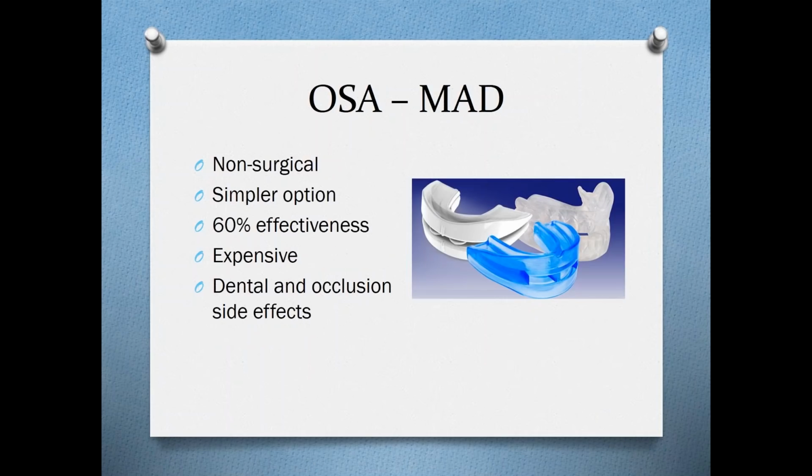You can try a mandibular advancement splint, which essentially pulls the lower jaw and the tongue forwards. It has 60% effectiveness in trials. It is expensive because it has to be custom made, and long-term use does cause some changes in your jaw alignment.